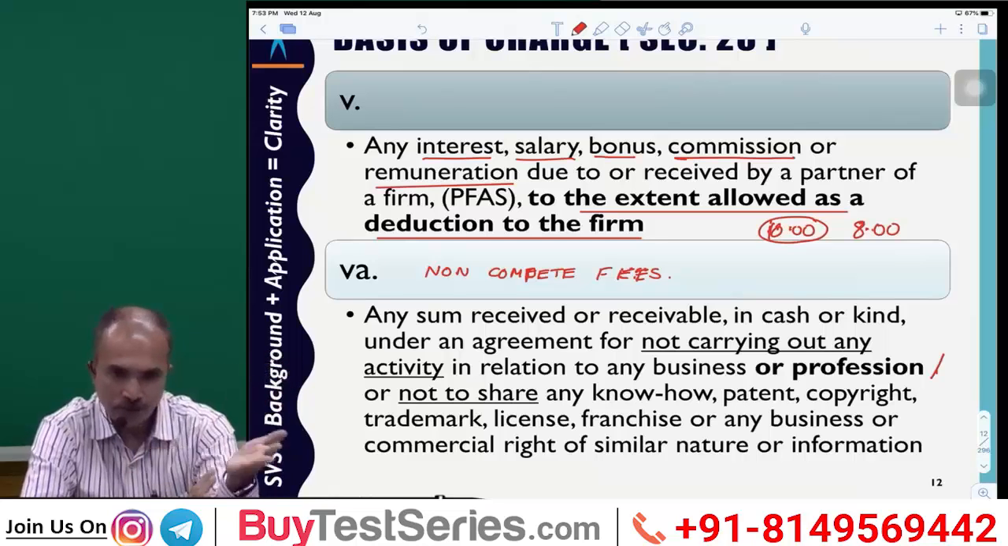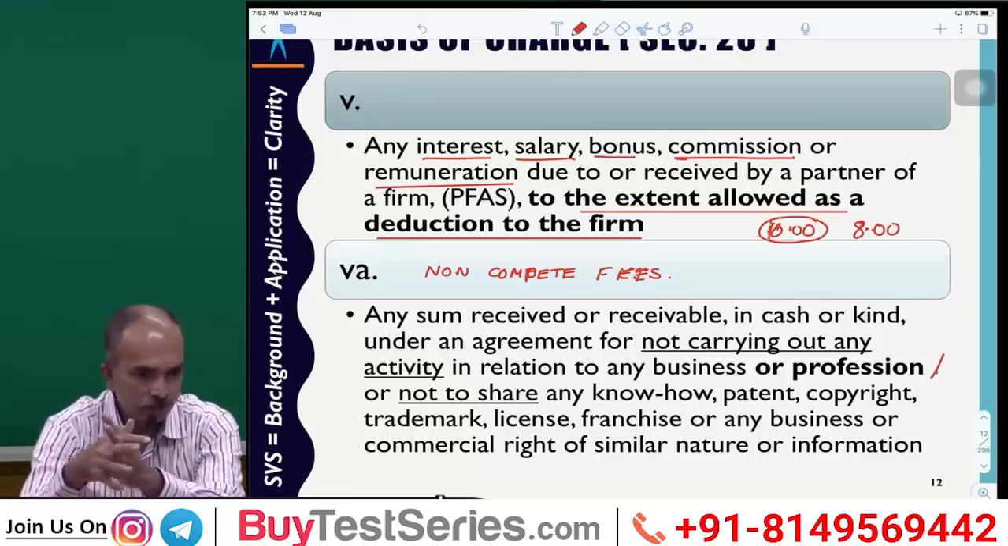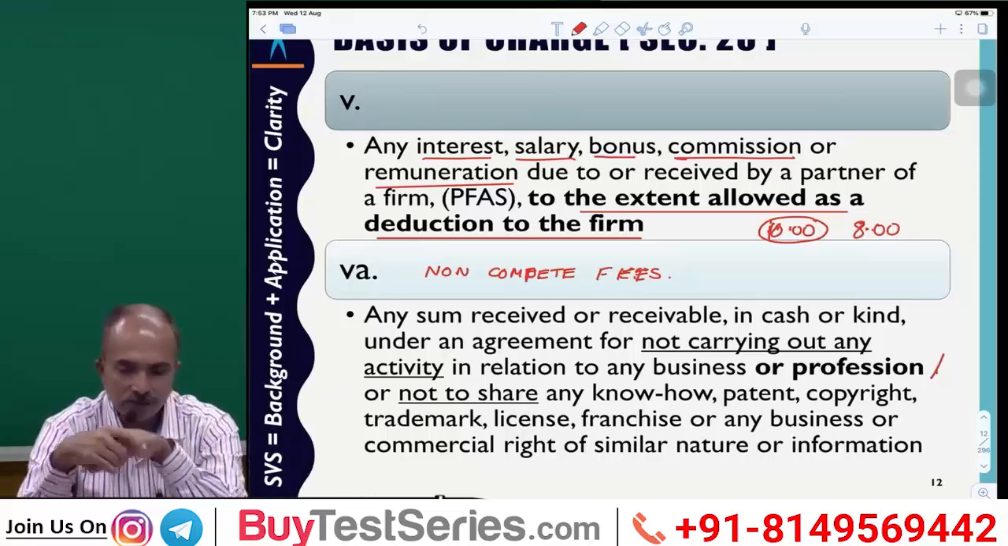And we will pay you a royalty of so much percent of sale. So the agreement is: 2% of our sale we will pay you as royalty. Okay. Now you are going to set up a plant of 50 crore rupees here to manufacture all this.